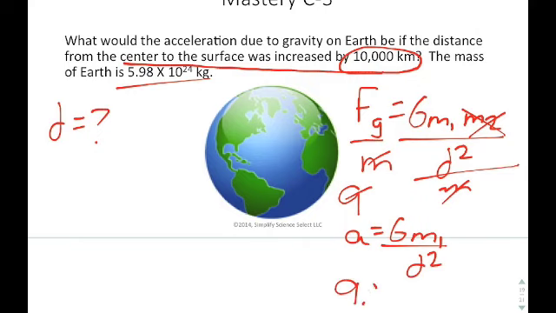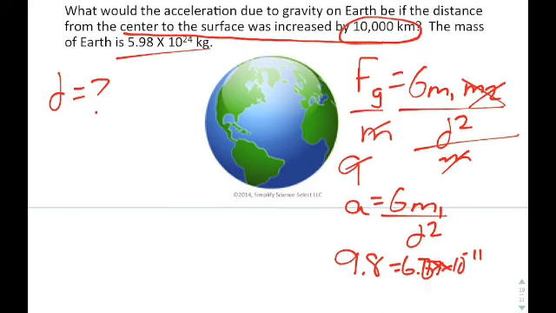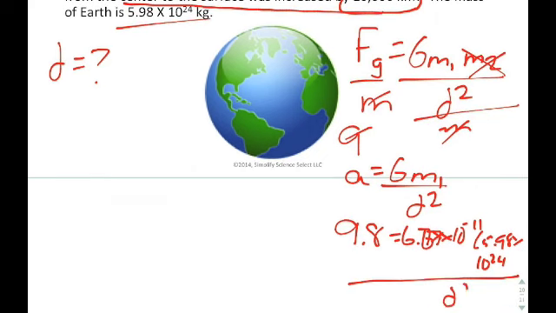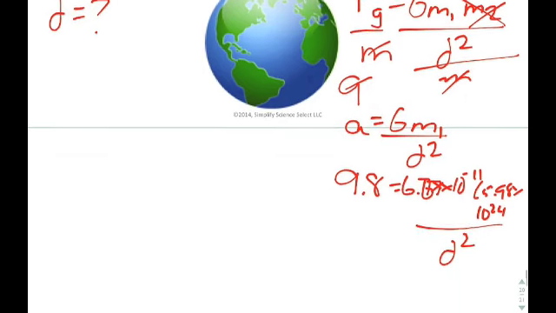We know that the acceleration due to gravity is 9.8. We know the universal gravitational constant is 6.67 times 10 to the minus 11th. We also know the mass of the Earth is 5.98 times 10 to the 24th. So we can divide by the distance, and since we don't know the distance, we'll have to calculate it. We multiply both sides by d squared, we divide both sides by 9.8, we take the square root, and when we do that, we get the distance, or the radius from the center of the Earth to the surface, of about 6,379,000 meters. It's pretty large.